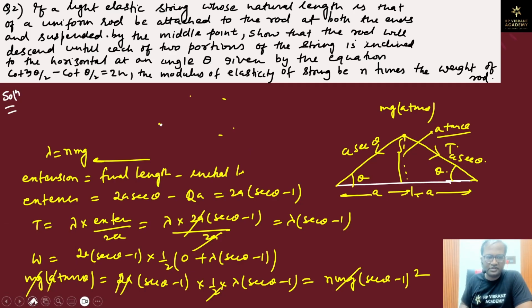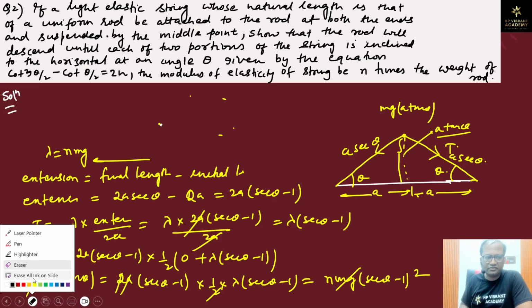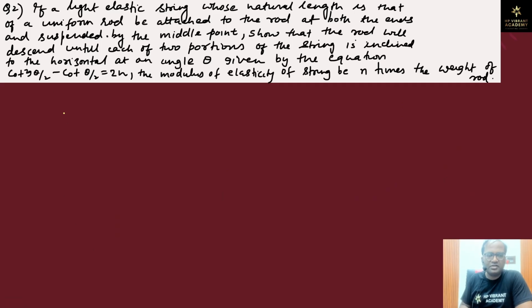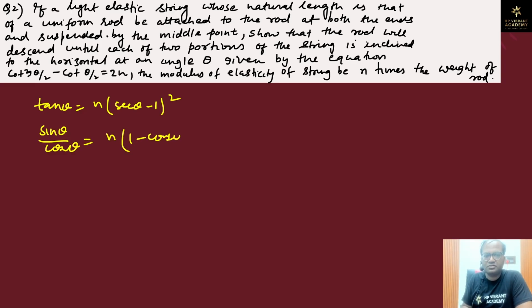Let us further simplify this. Tan theta is equal to n times of sec theta minus 1 whole square. So we have sin theta upon cos theta is equal to n times of 1 minus cos theta whole square upon cos square theta. This gets cancelled. So sin theta cos theta is equal to n times of 1 minus cos theta whole square.